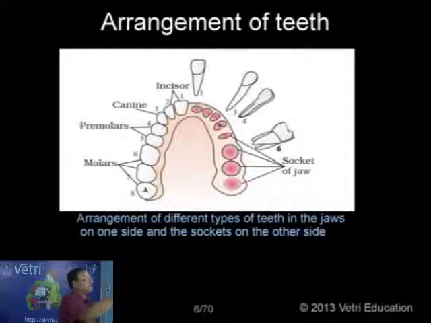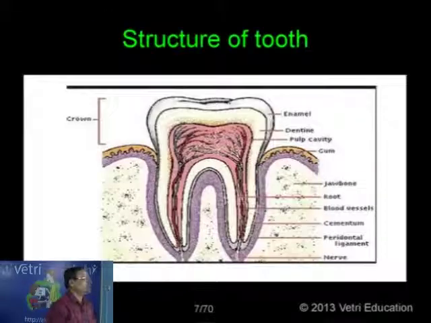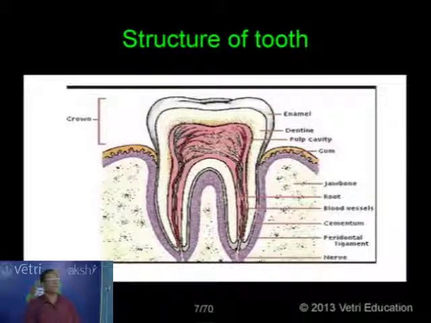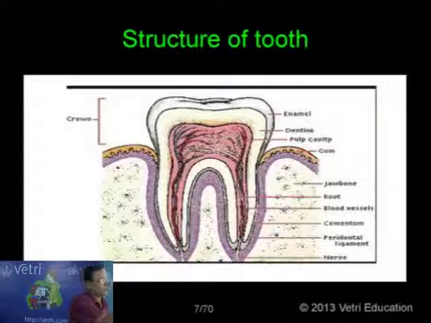Now this is the arrangement of the teeth. Now the structure of the tooth. I have taken first the enamel, the second one dentine. The enamel is the outer coating. It is normally visible just at the crown ridge.